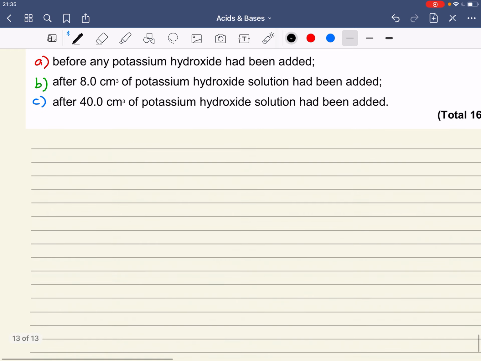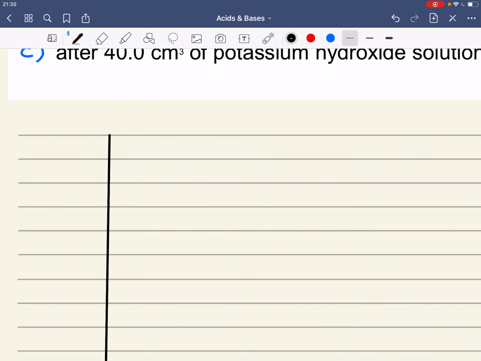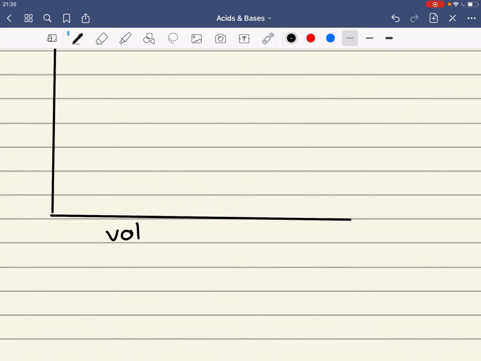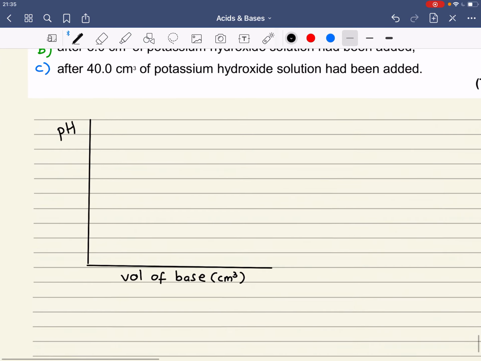So if we have a look at this in terms of a pH curve, what we've got is pH on my y-axis and volume of base on my x-axis. We've got a strong alkali, weak acid titration curve. So it looks a bit like this.